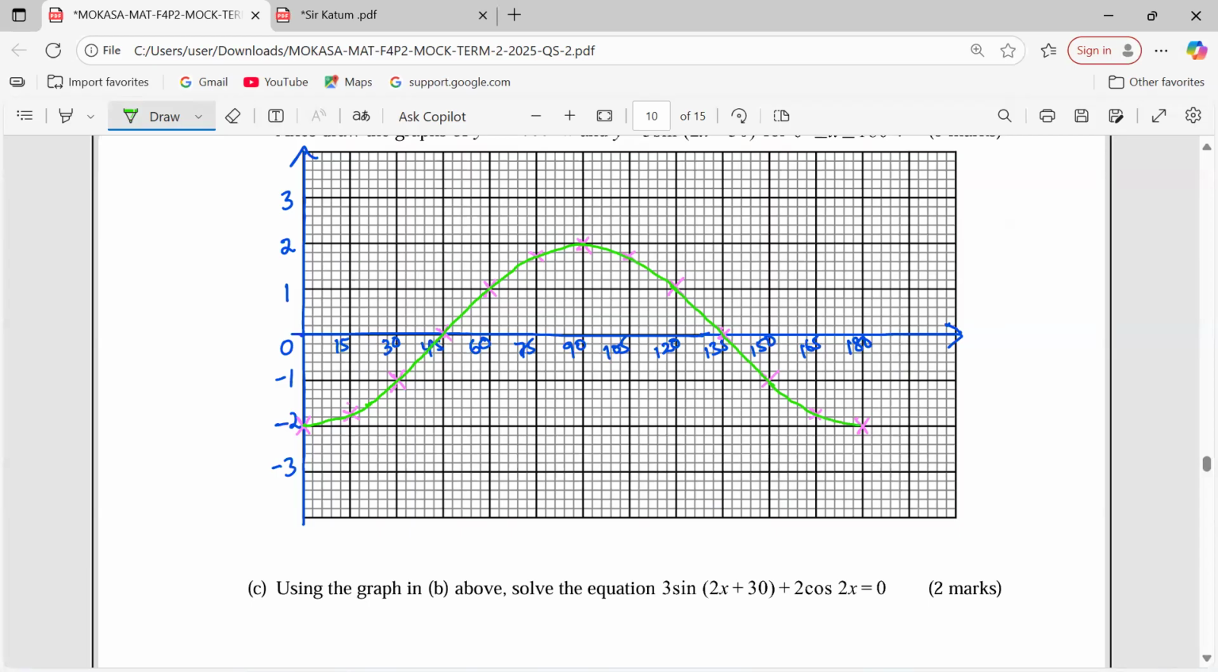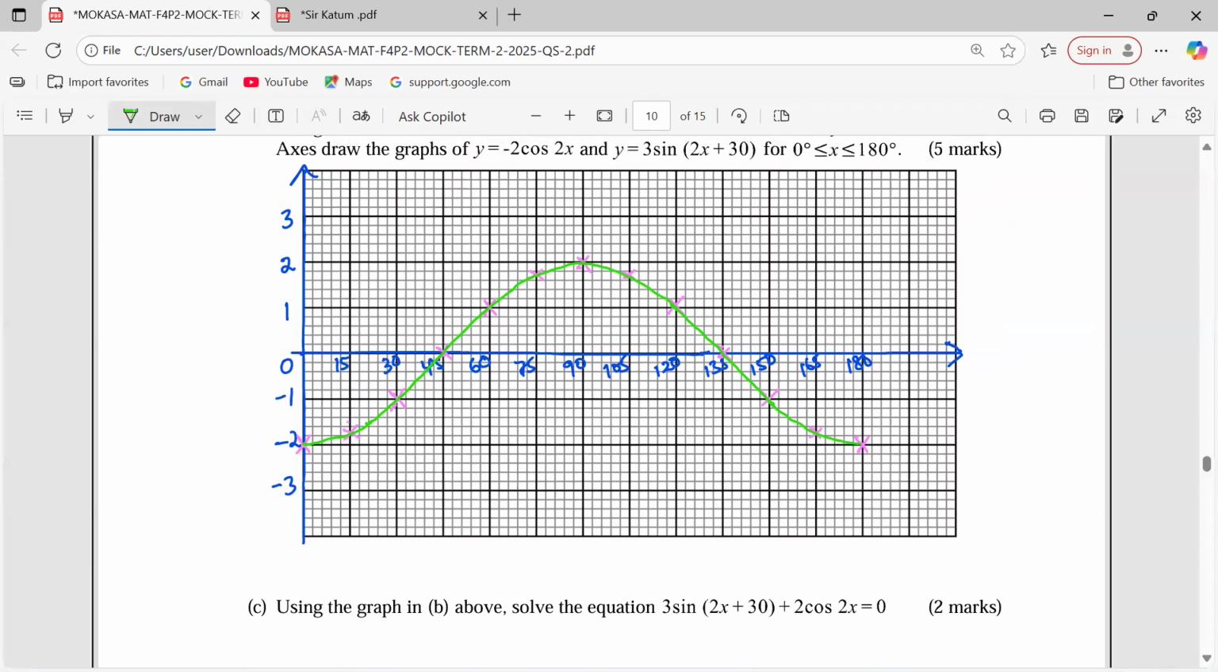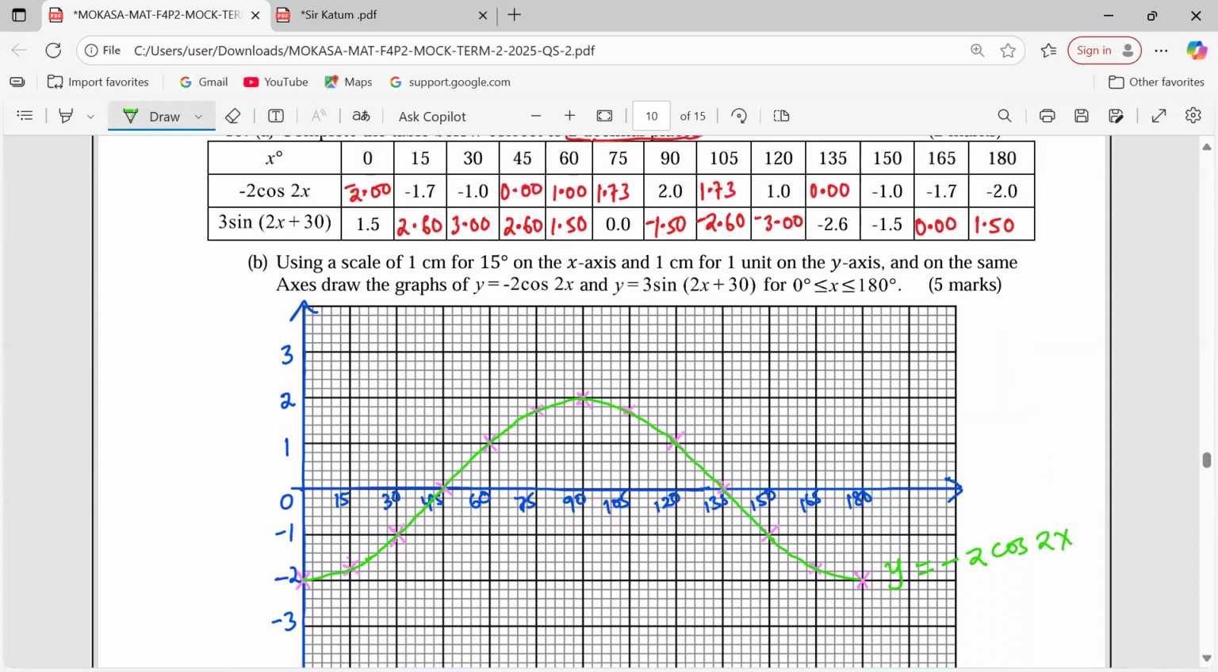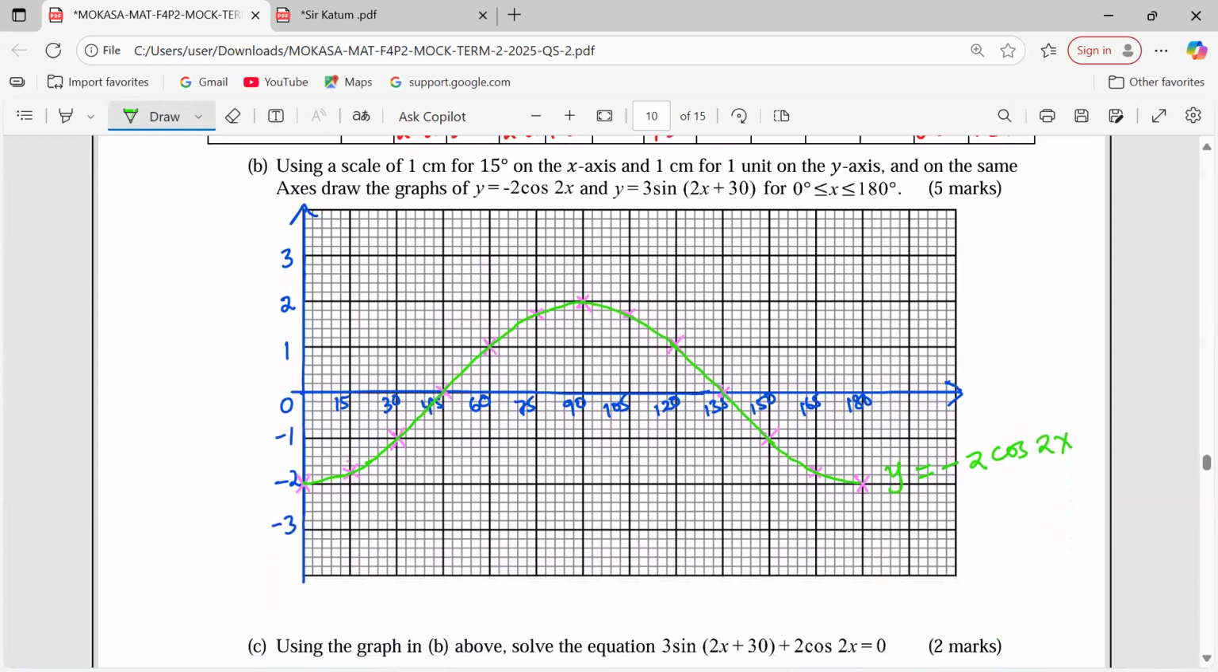Yeah, like that. So that's the first curve. That is the first curve, and it is the curve y equals -2 cosine 2x. That one. Then the other one can also be plotted. The other curve can also be plotted.